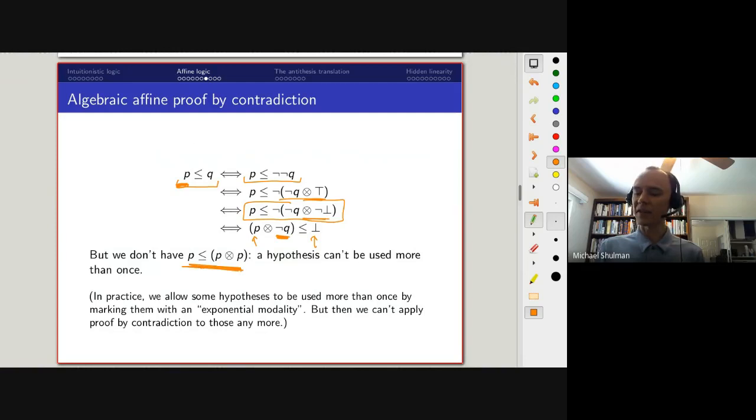But we don't have this duplication. So I can't take my not Q and derive two copies of not Q from it. So I can't use my contradiction hypothesis more than once. And that keeps it constructive in an intuitive sense. In practice, sometimes we do want to use things more than once, and so Girard introduced these exponential modalities, bang, which you can put in front of something, and that allows it to be used more than once, but then you can't do perfect contradiction on it anymore. So it's more complicated than that, but that's not something I want to get into today. So this is the basic idea of affine logic.